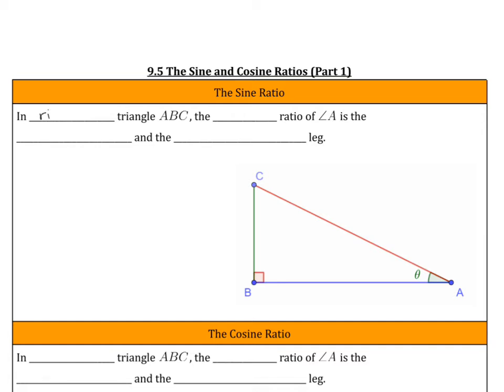So in right triangle ABC, the sine ratio of angle A is the hypotenuse and the opposite leg. Just similar to tangent, how we use two sides of the right triangle, we also use two sides of the right triangle for sine, but it's a different two sides. So let's quickly label our triangle.